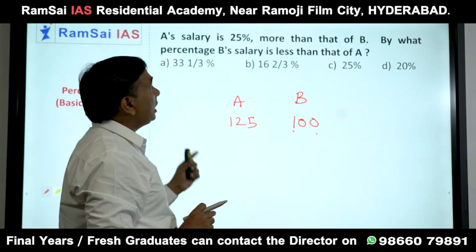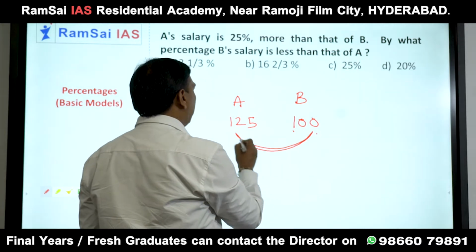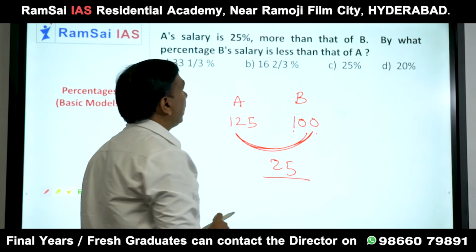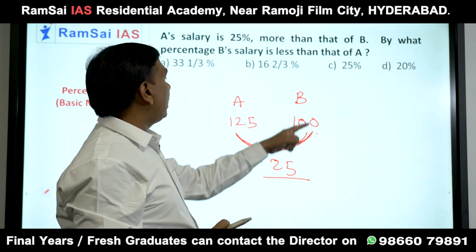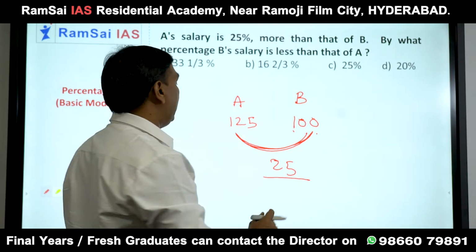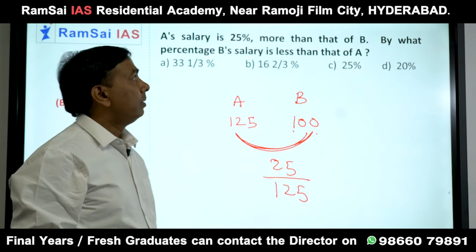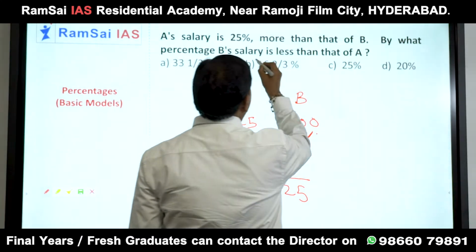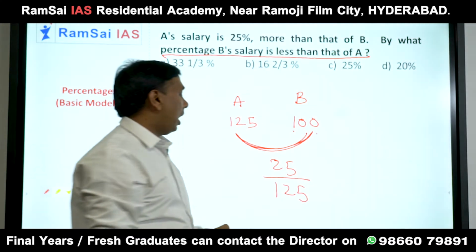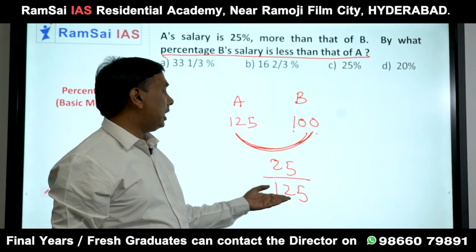By what percentage is B's salary less than that of A? The difference is the same here, 25 rupees. Whose salary is it asking for? B's salary is less than that of A, so compared to A's salary, the initial value is 125. Out of A means out of A's salary. A's salary is 125.